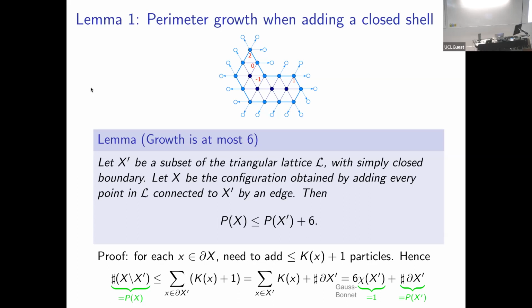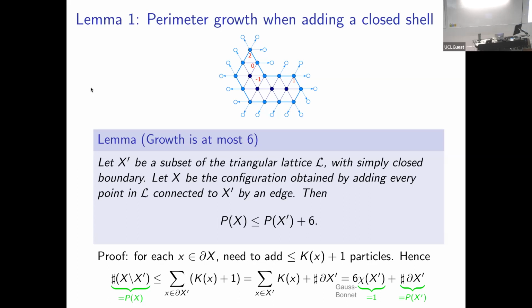But if I add 3 particles, 1, 2, 3, then it's kind of, at the end of the day, yeah. So that's what I add here, and so I add k of x plus 1 particles at most for each, and so then I can just do the sums here, and then I use the Gauss-Bonnet again.